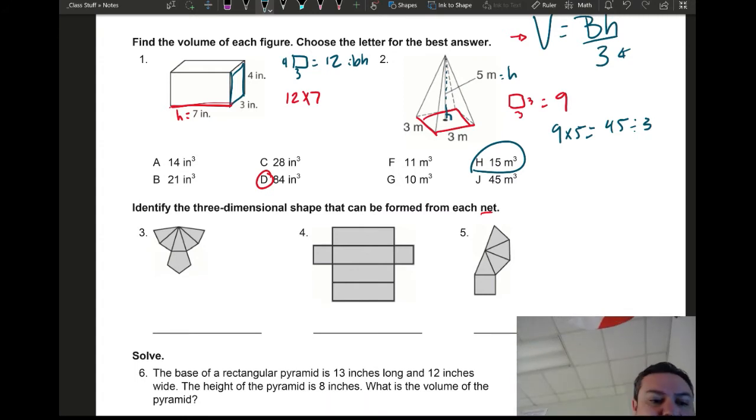So number 3, I can identify the one that is not a triangle, which is that one, and you're going to name it according to the shape of the base. So one base is a pyramid. The name of this is a pentagon, so it's going to be a pentagonal pyramid.